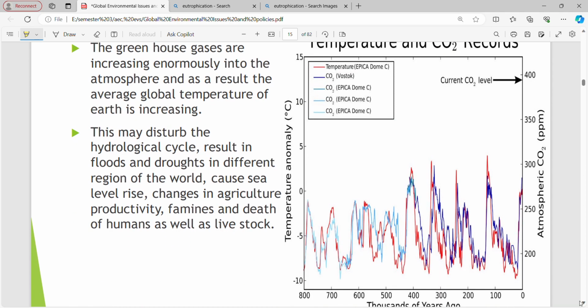The greenhouse gases are increasing enormously in the atmosphere, and as a result the average global temperature of the earth is increasing. So the gases which are the reason for this global temperature rise are greenhouse gases. This may disturb the hydrological cycle, result in floods and droughts in different regions of the world, cause sea level rise, change in agricultural productivity, famines, and death of humans as well as livestock.